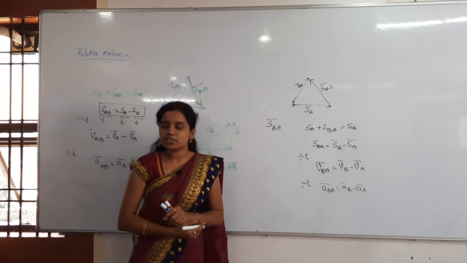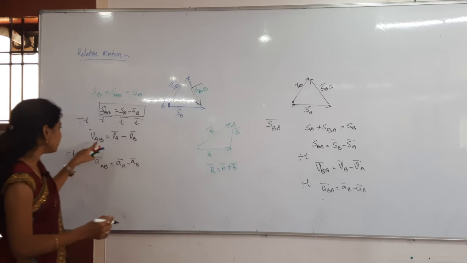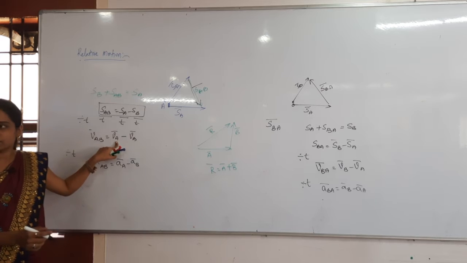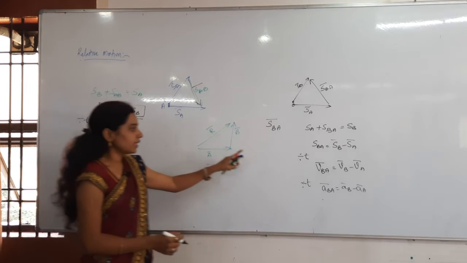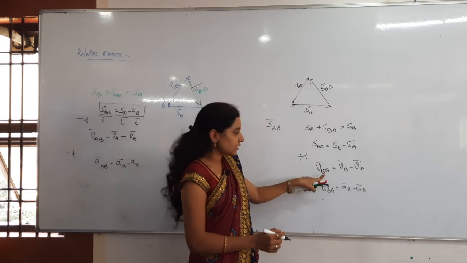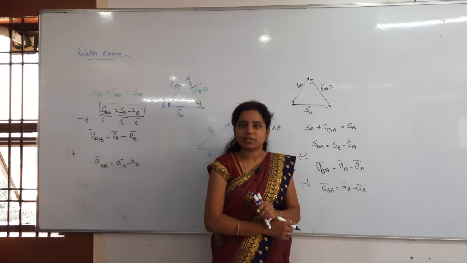Clear all the equations? VAB means VA minus VB, whichever is coming first has to come first here. Remember like that. That minus VB. Again if I say VBA, B is coming first, so VB minus VA. Clear? Write that.